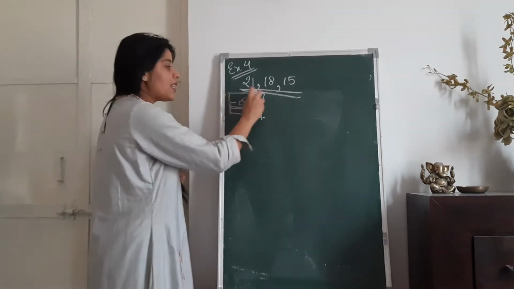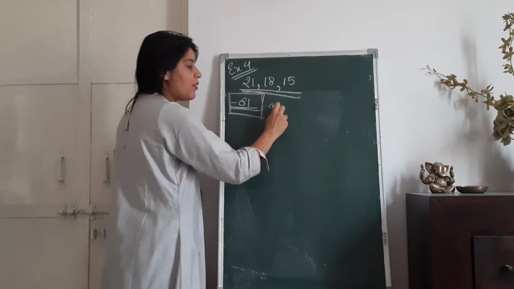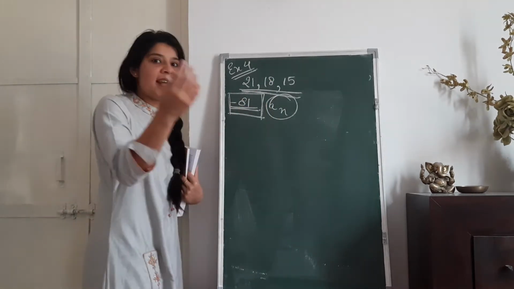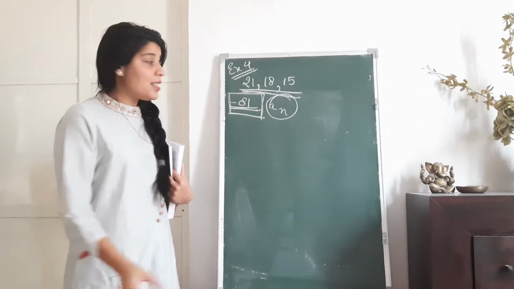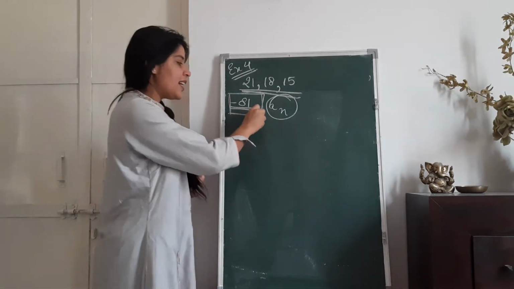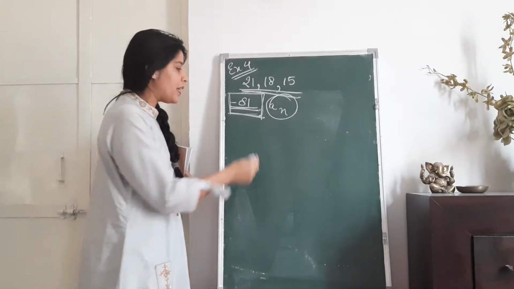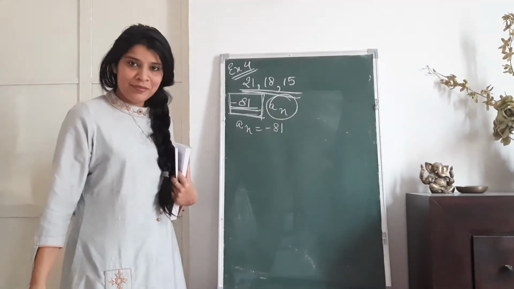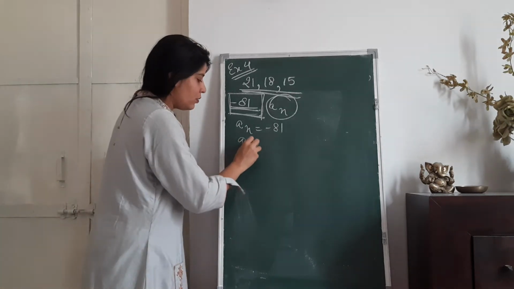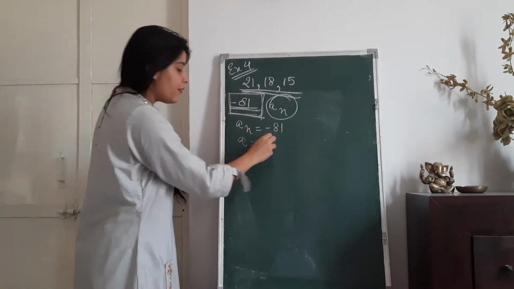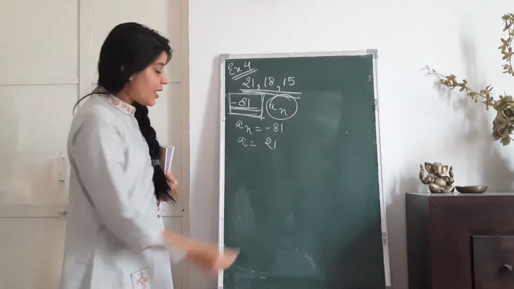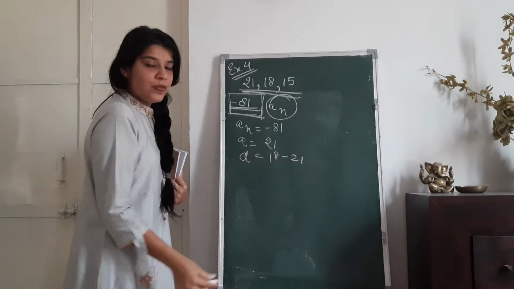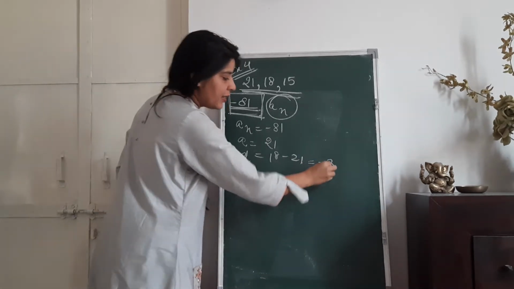So clearly we can see that we have been given an, right? Let us suppose minus 81 is the nth term of an AP. Then clearly an is equals to minus 81. a is equals to what? 21, right? And what is d? 18 minus 21, which is nothing but minus 3.